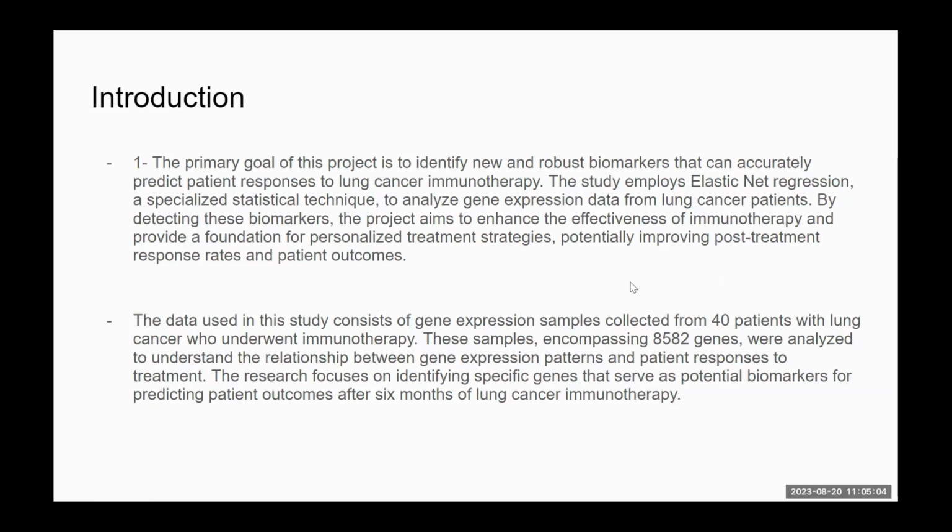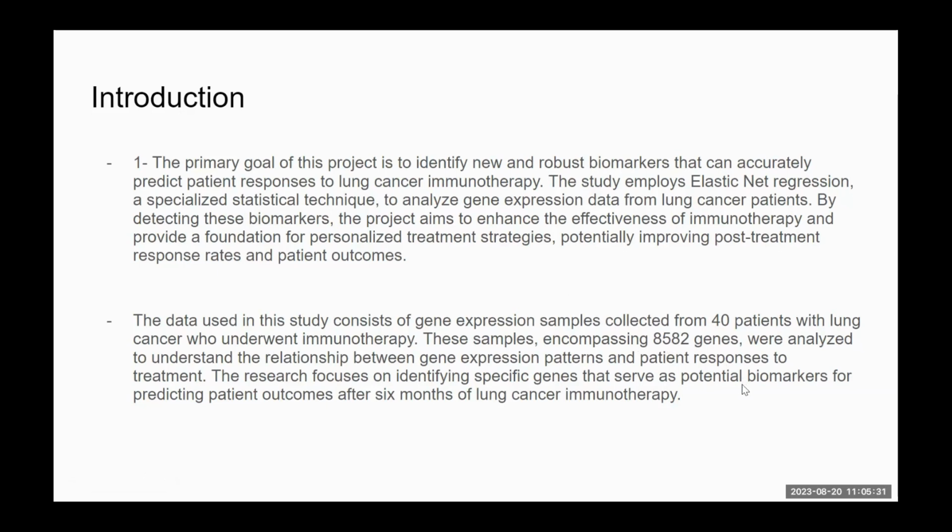I want to talk about the data we used. The data used in this study consists of gene expression samples collected from 40 patients with lung cancer who underwent immunotherapy. These samples, encompassing 8,482 genes, were analyzed to understand the relationship between gene expression patterns and patient responses to treatment.